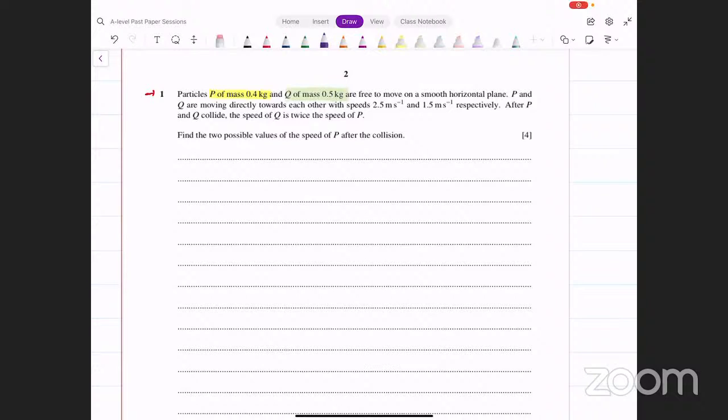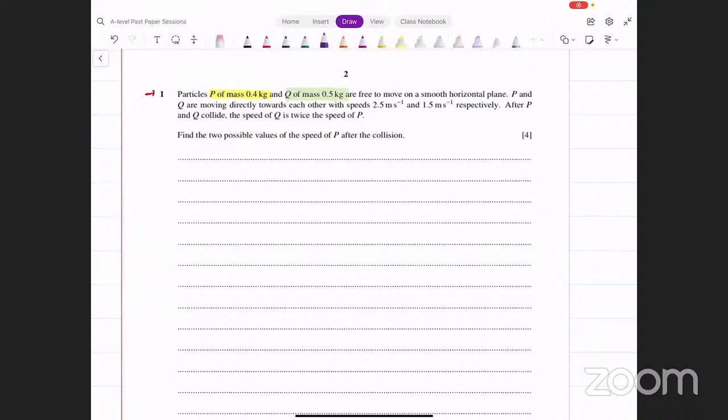P and Q are moving directly towards each other with speeds 2.5 and 1.5 respectively. After P and Q collide, the speed of Q is twice the speed of P. Find the 2 possible values of the speed of P after the collision. अच्छा, यहाँ पे लिखा है उसने 2 possible values of the speed. Now, that's the only tricky part in this question. Otherwise, the simple conservation of momentum है. लेकिन 2 possible values कैसे आएंगी? That's what you've got to think about.